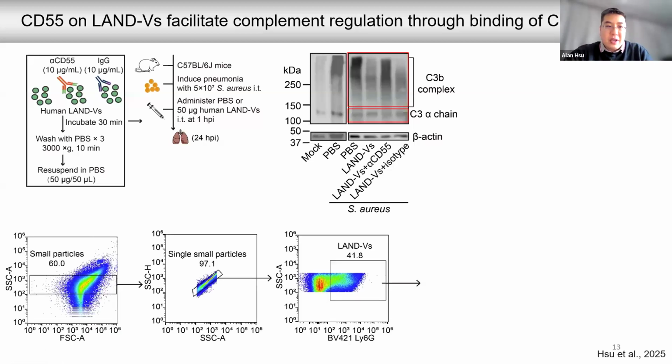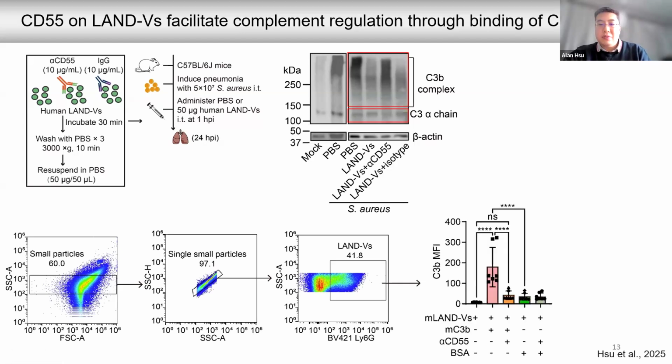To further show that, we isolated LAND-Vs directly from the BALF, and we stained them via Ly6G to identify neutrophil-derived vesicles. And then we did an in vitro binding assay to recombinant C3b and showed that these LAND-Vs bound to C3b in a CD55 dependent manner. So when you add anti-CD55, you block the binding.